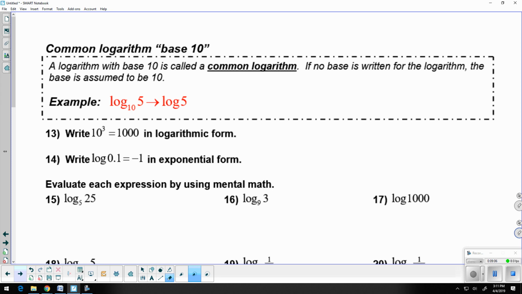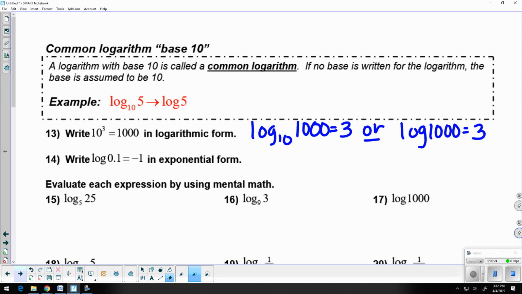Okay? So if you have 10 cubed equals 1,000, if you had to write that as a log, you could write it as log base 10 of 1,000, and this equals 3, or you could just simply say log 1,000 equals 3. So you don't have to write the base 10. Okay, this is only for base 10 logs too.